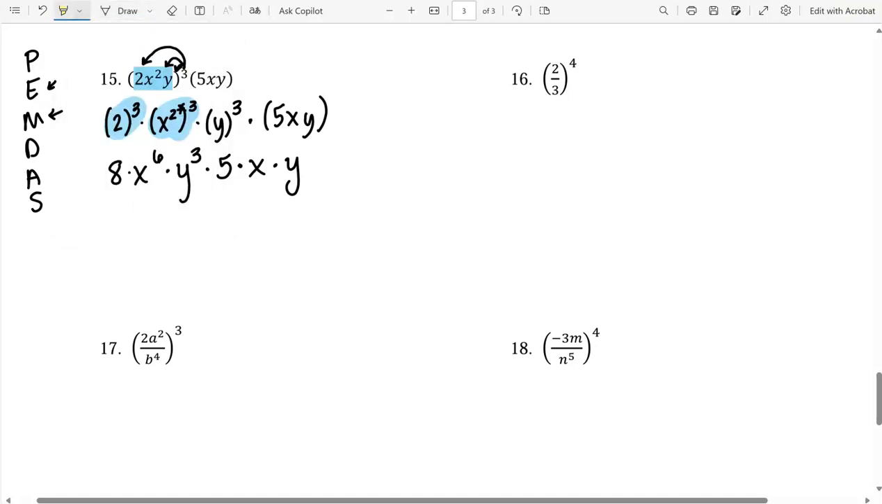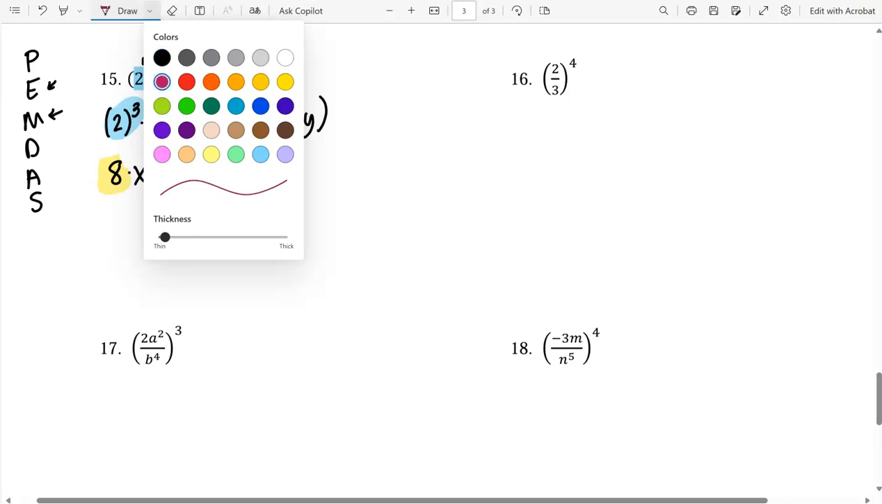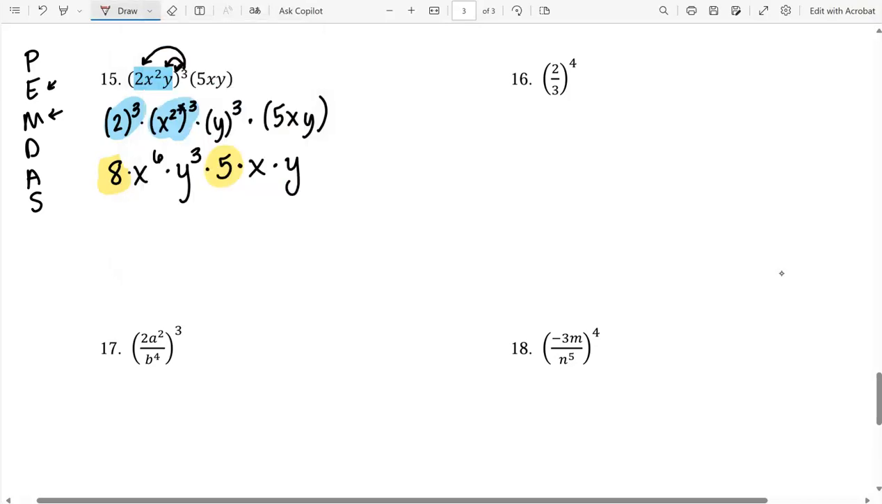So this takes us back to where we were in the second video, where I take the things that have the same base or that look alike, like 8 and 5, and combine them. 8 times 5 is 40. Then I can take the next x to the 6th times x. Because those have the same base, but notice it's not a shared base.